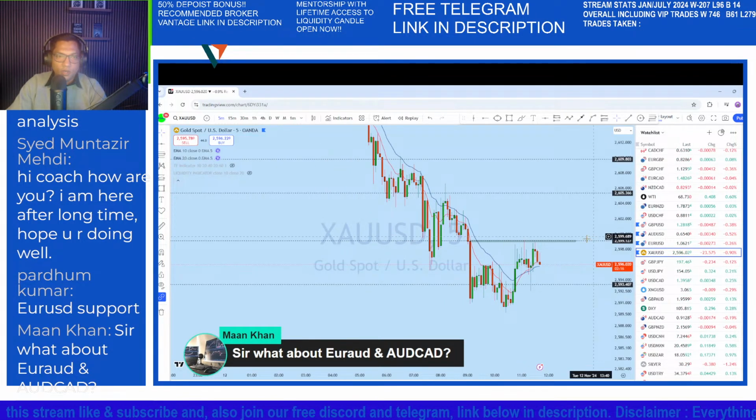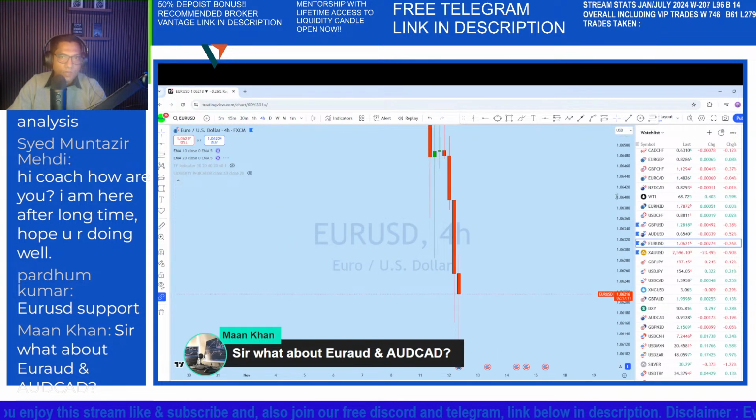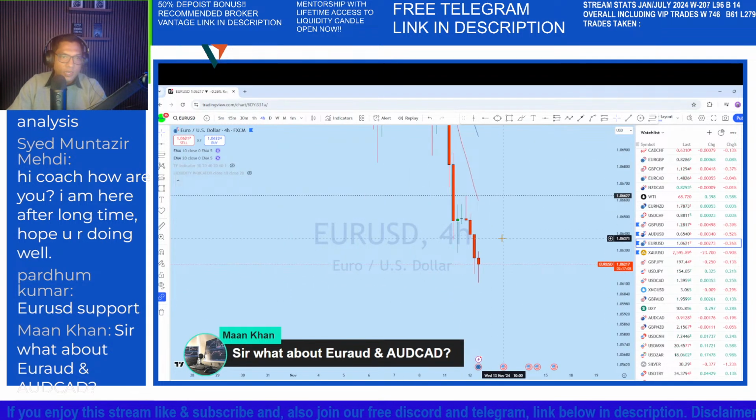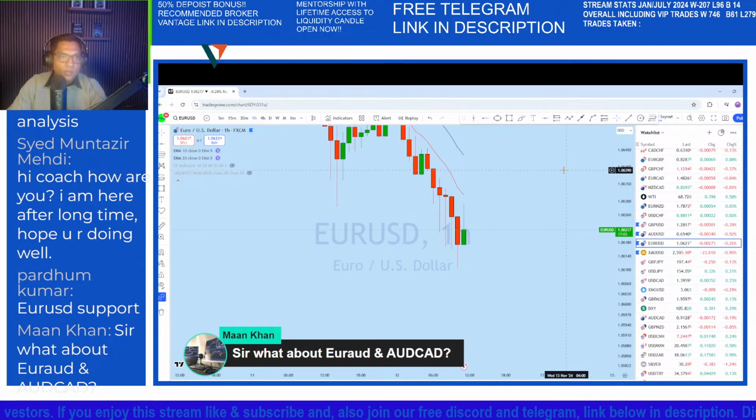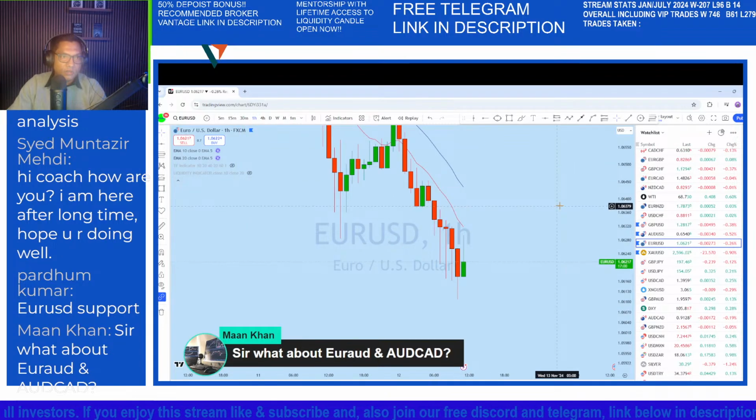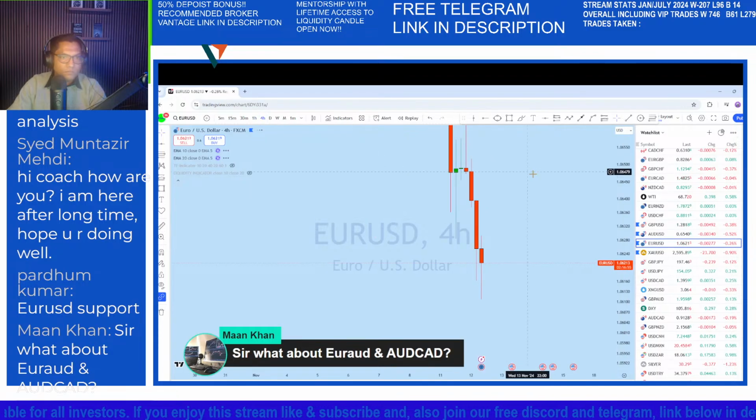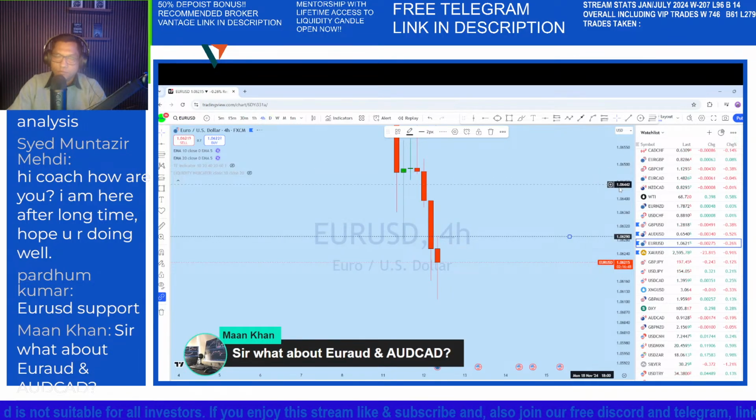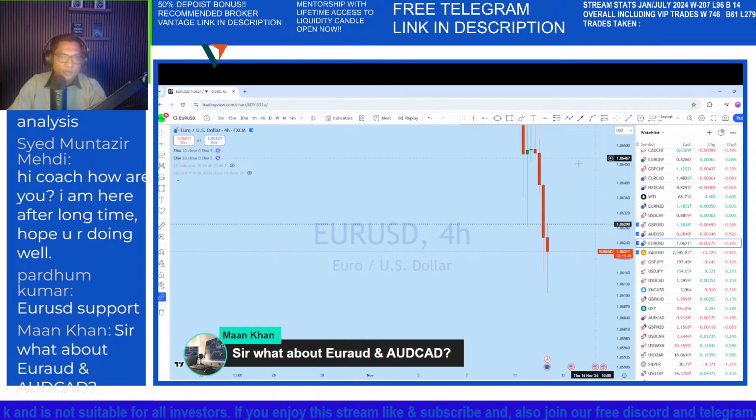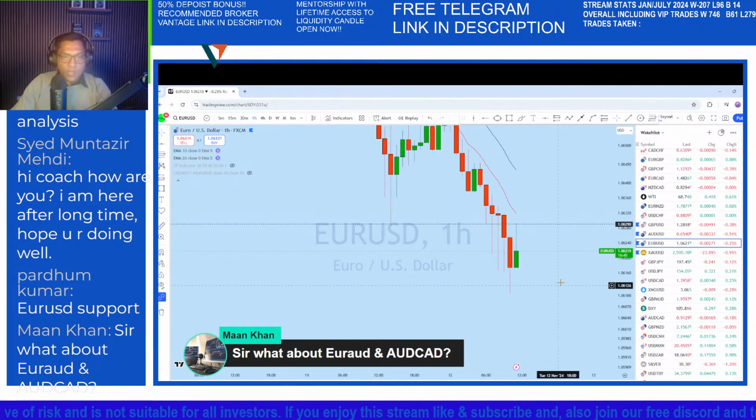So what about euro dollar and AUD CAD? Euro dollar. If you look at euro dollar, we can see that euro dollar is in a downtrend as well. From the 1 hour, it's forming a potential liquidity candle here. So you can see that there is a liquidity flow on euro dollar.